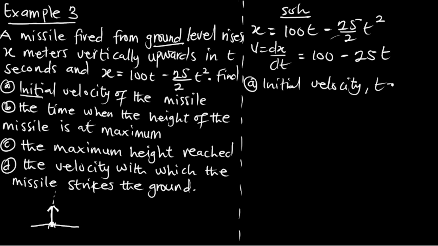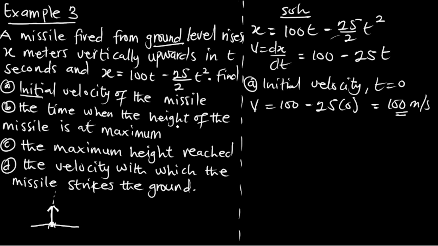If t is equal to 0, then our velocity, this is the equation, will be 100 minus 25 times 0. This initial should give you the clue. And with this, our velocity is going to be 100 meters per second. So the initial velocity of the missile is 100 meters per second. Are we okay? Because we have our t to be 0 for the initial stage.